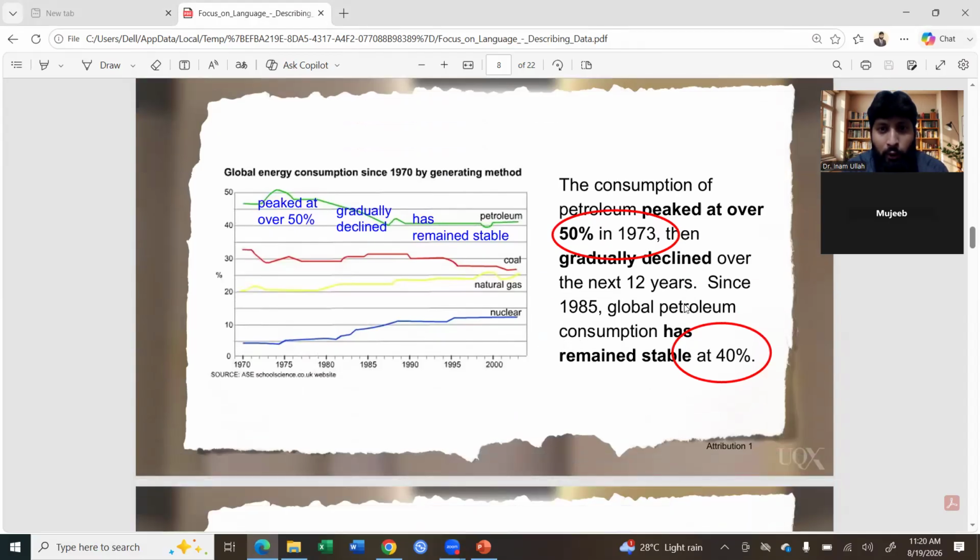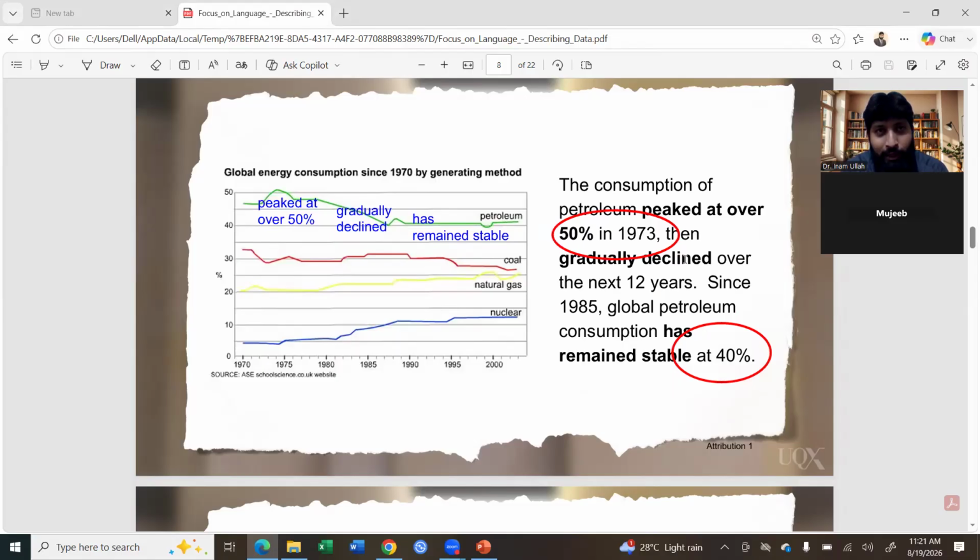Now, look here. Can you read this sample comparison? Could you please read it aloud? The consumption of petroleum peaked at over 50% in 1973, then gradually declined over the next 12 years. Since 1985, global petroleum consumption has remained stable at 40%. You see? Now, when you look at these phrases, it makes the writing very beautiful, and you feel like you have written a very good paragraph. Right? Are you getting it?